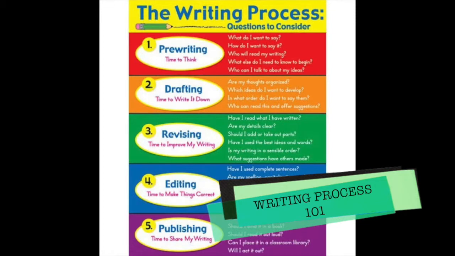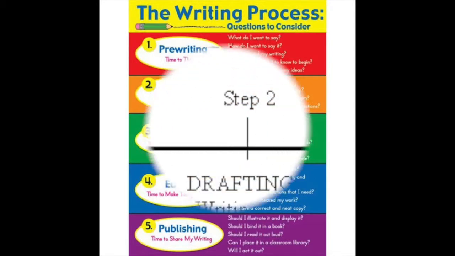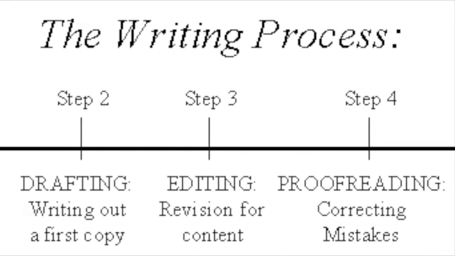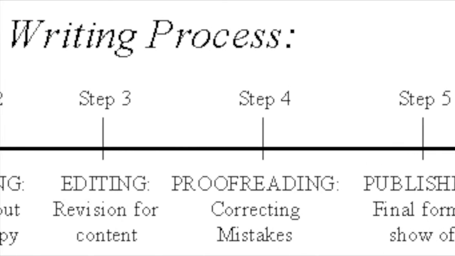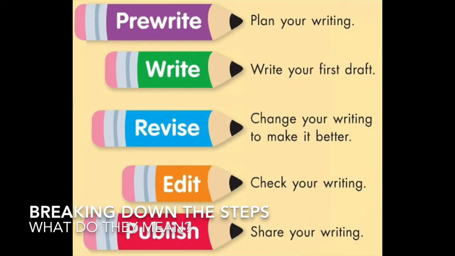Let's get started. The writing process consists of 5 steps: pre-writing, drafting, revising, editing, and publishing. In this video, we will cover all of them and what you need to do to get started and to finish. Here are the 5 steps broken down so that you can see them as we go along. As you see, the final one is where you publish, and that is the main one. Now let's break it down.